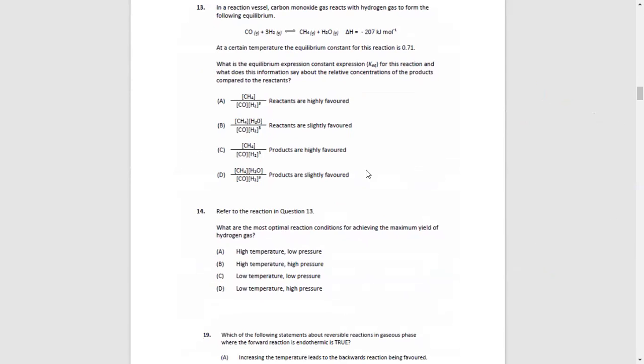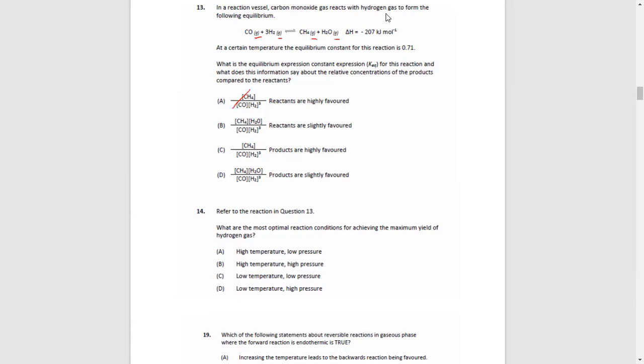So these questions are quite similar. So 13: in a reaction vessel, you've got carbon monoxide gas reacting with hydrogen gas to form the following equilibrium. At a certain temperature, the equilibrium constant is 0.71. What is the equilibrium constant expression for KQ for this reaction, and what does the information say about the relative concentrations compared to reactants? Well, gas, gas, gas, gas. So remember, products over reactants. So it's CH4, H2O over CO.